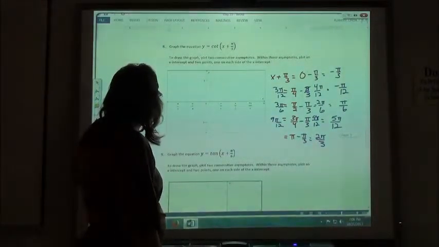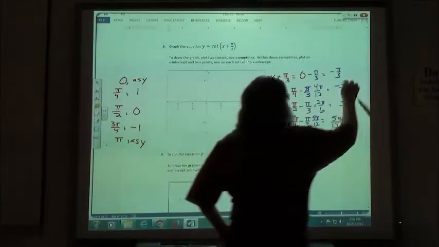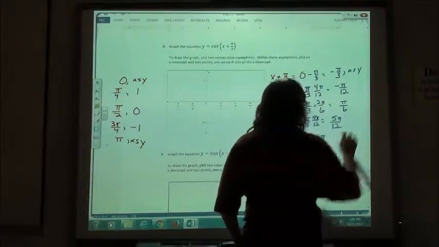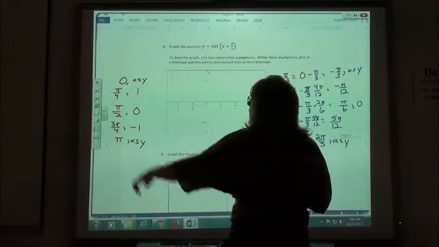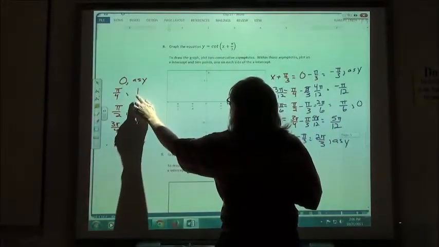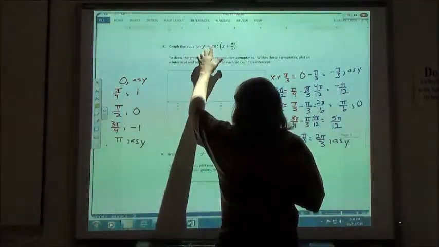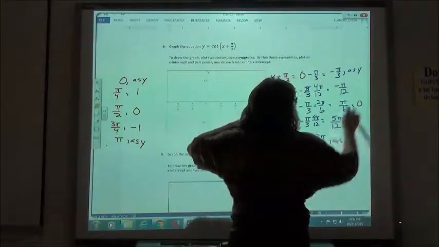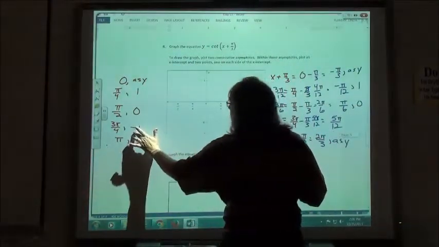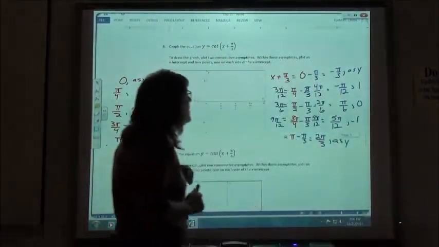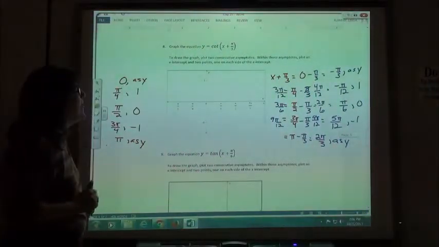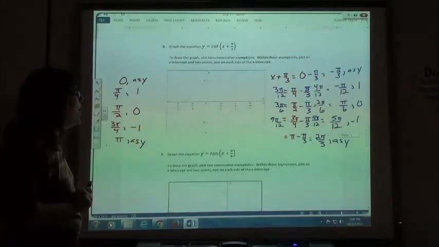First one's going to be an asymptote. Last one's going to be an asymptote. Middle one's going to be 0. For my cotangent curve, I'm going to take 1 times my amplitude, which is 1 in this case, gives me 1. Negative 1 times my amplitude, going to give me negative 1 there.